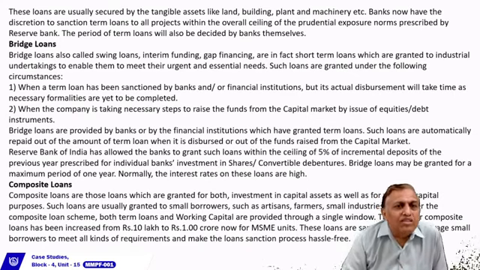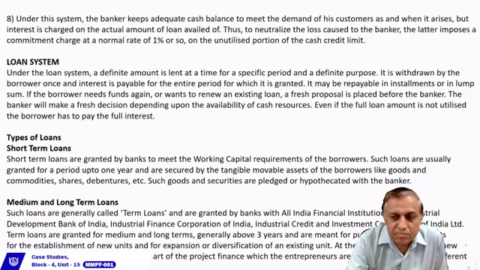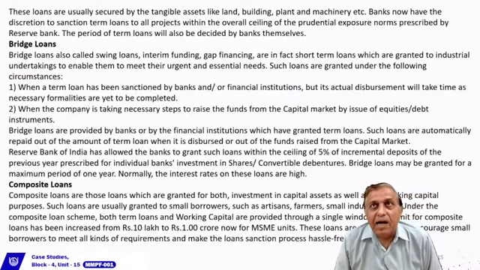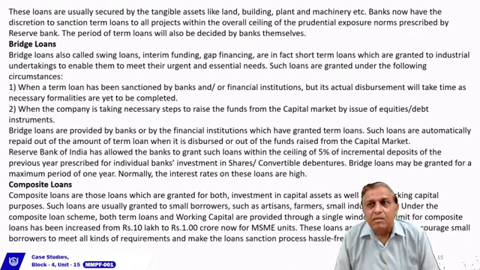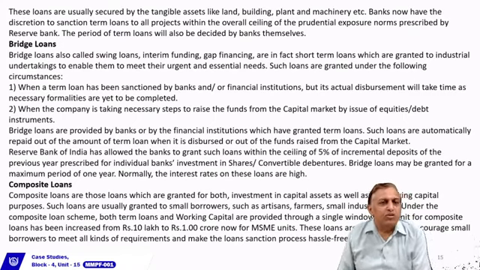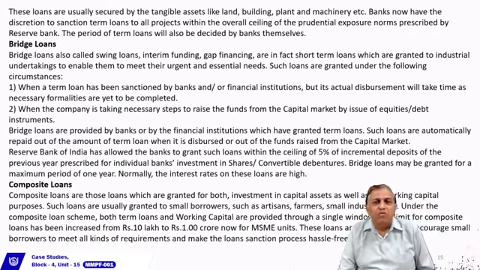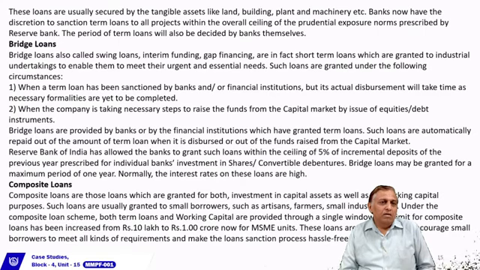These loans are usually secured by tangible assets like land, building, plant and machinery. Banks now have the discretion to sanction term loans to all projects within the overall ceiling of the prudential exposure norms prescribed by the Reserve Bank. The period of term loans will also be decided by the banks themselves.